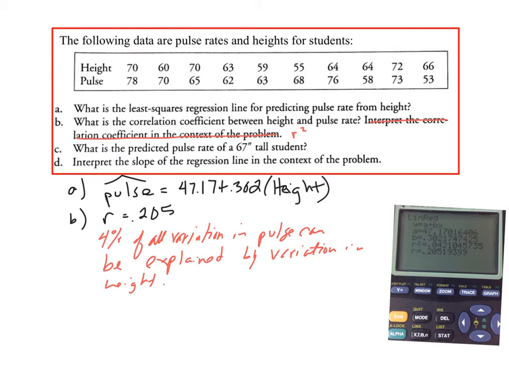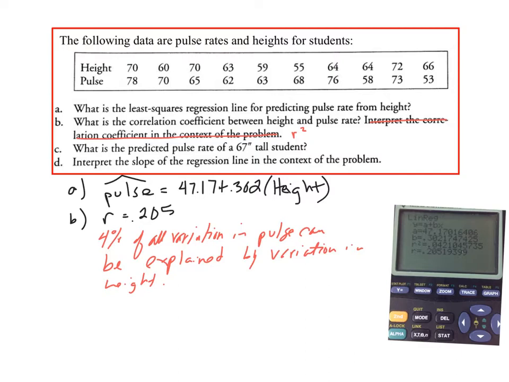4% of all variation in the response variable, so for us that is pulse, can be explained by variation in the explanatory variable. For us that means height. That's not very much, right? You're hoping for a larger percentage. That gives us a much better idea that what we're dealing with is a good explanatory variable for our response. If we're only explaining 4% of the variation, that's not good, okay?